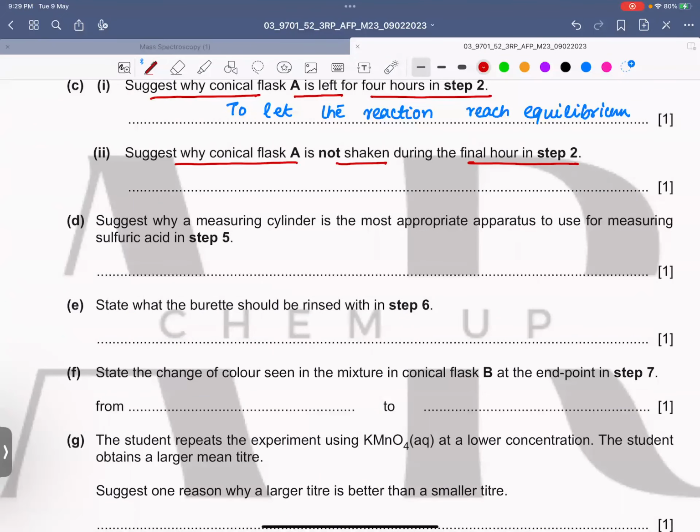Okay. So let the solid settle at the bottom or settle down. Is this understandable to everyone?